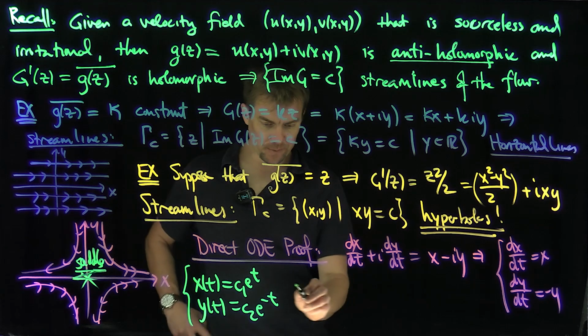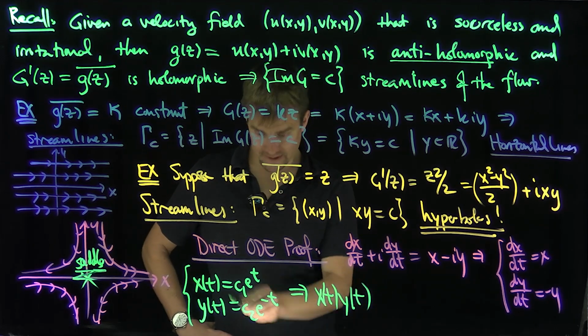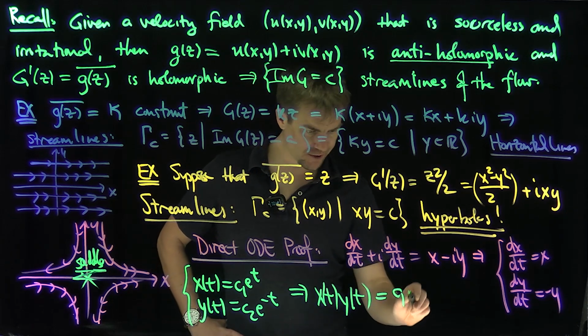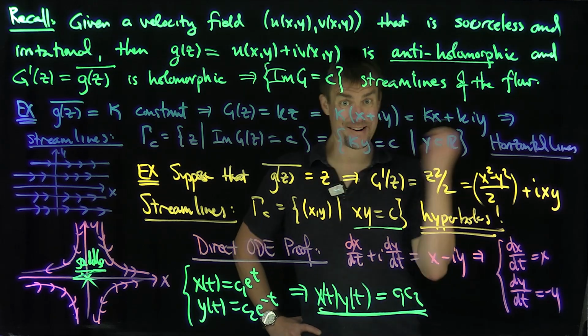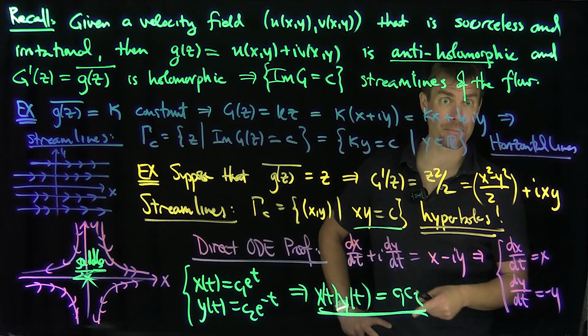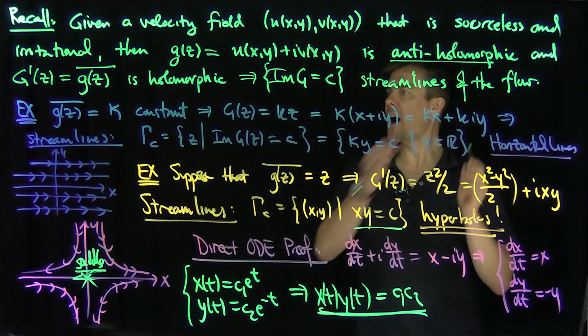Okay. And of course, if we multiply x of t and y of t, what happens? x of t times y of t, what has to happen over here? It's just c1 times c2. Oh, lo and behold, what is it? x times y is a constant. x times y is a what? A constant. So the ODE is consistent with the complex procedure. Excellent. Okay, the ODE procedure is exactly consistent. Now I'm in great shape.